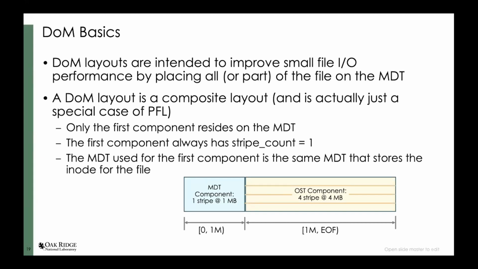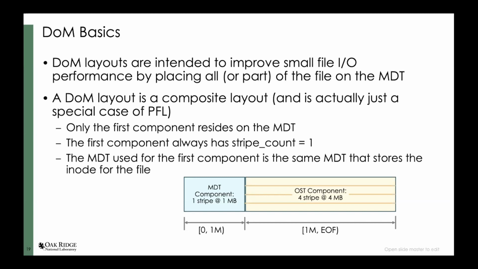And the MDT that the data is stored on will be the same MDT that the inode for the file is on. So when you do an open on the file, the MDT you're accessing is also the one that contains the data for the first component.